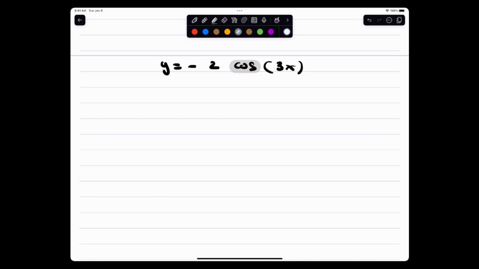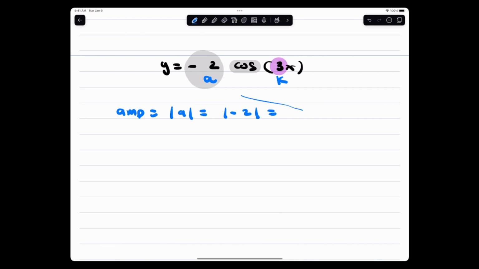Cosine. Here we go, ladies and gentlemen. What is the value of A and K? You guys see what I'm going on here? A is -2 and K is 3. Okay, so your amplitude is the absolute value of A, which is the absolute value of -2, which is 2. Sorry. So if you guys had that earlier, you guys are correct.